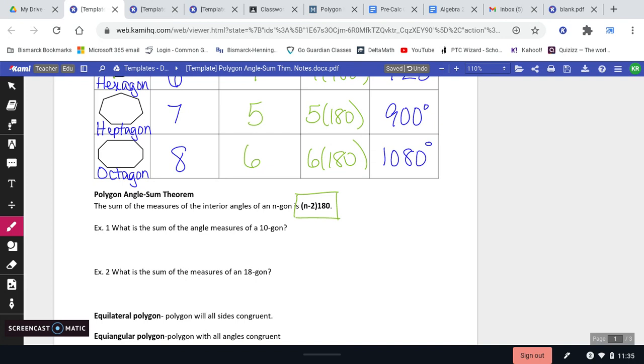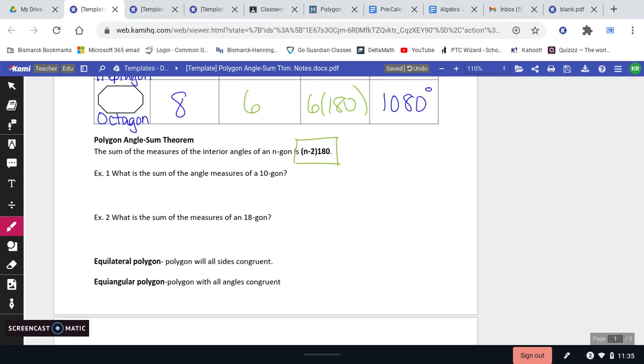So for example, number 1, what is the sum of the angle measures of a 10-gon? That just means a polygon with 10 sides. Not all of them have special names. 10 sides, I think you sometimes hear it called a decagon, but much more than 10, you're just going to see the number of sides. All right, so 10 sides. If it's got 10 sides, I'm going to subtract 2. It's going to have 8 triangles times 180 degrees.